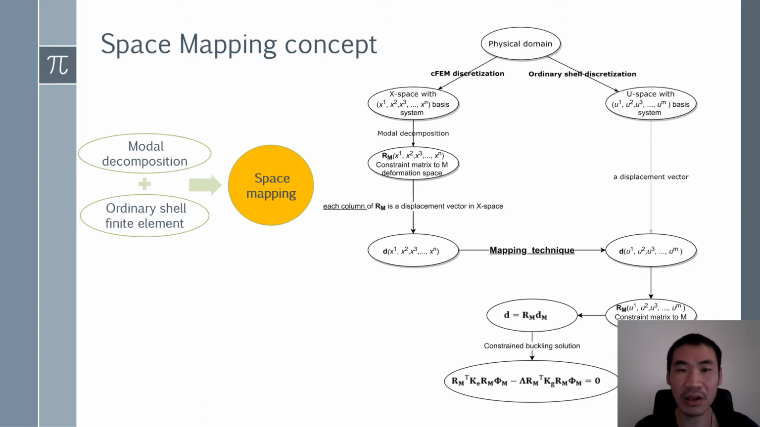In the ordinary shell element system, all stiffness matrices and load vectors are generated. Technically, it is used to directly solve the problem. As the modal decomposition is performed, the constraint matrix Rm for a certain buckling mode is needed, and this Rm matrix is first constructed in the CFEM element basis and then mapped into the ordinary basis system. With the help of the mapping, the whole modal decomposition process can be applied for the ordinary shell element as it is for the CFE element.